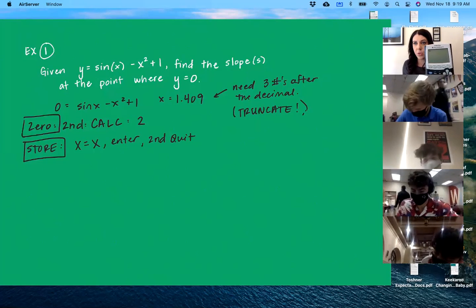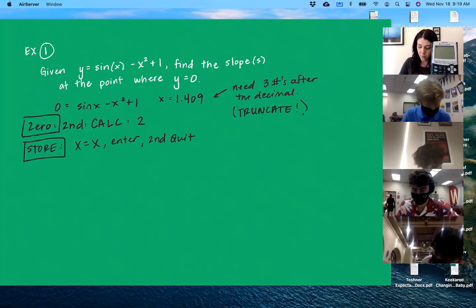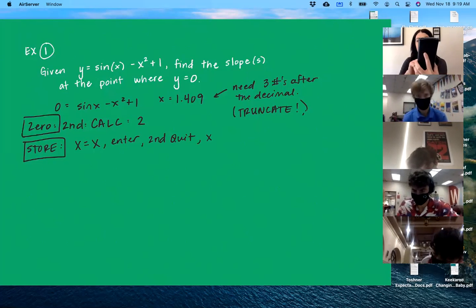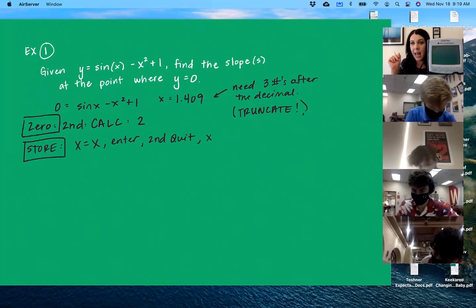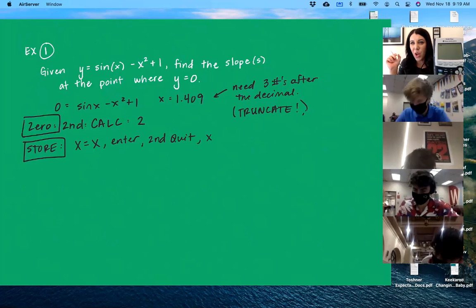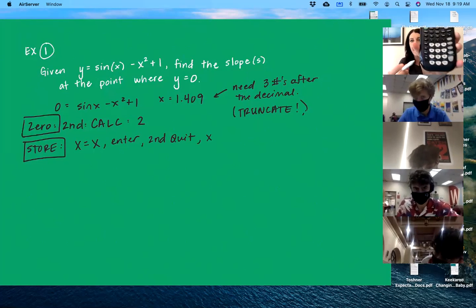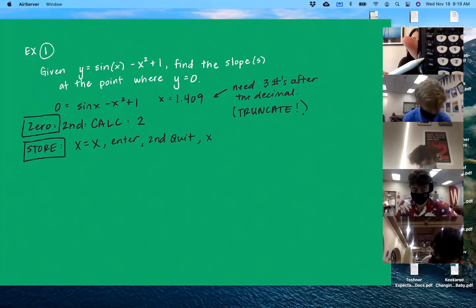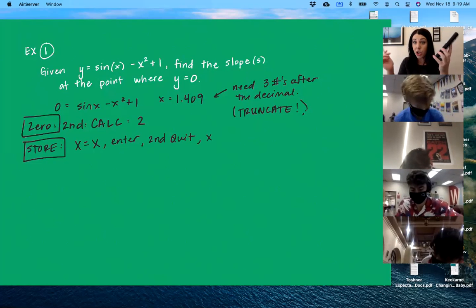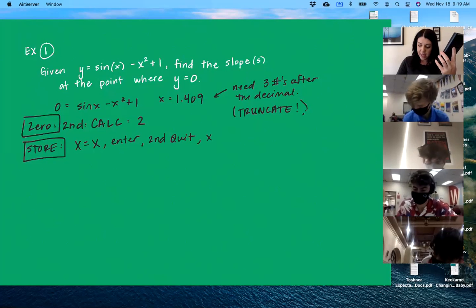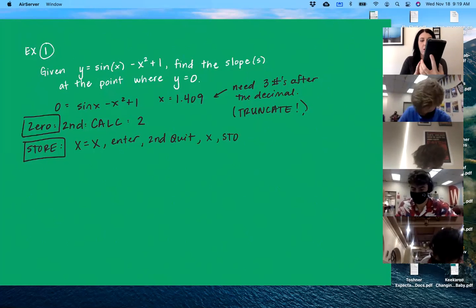Okay, so I'm back on my home screen. Then we're going to press that X button again, which is that X,T,theta,n button. And then a button you probably never used, which is right above your on button. If you look down here, there's this little STO button. That STO is our store button. So we're going to press X and then STO. It's going to bring up a little arrow.